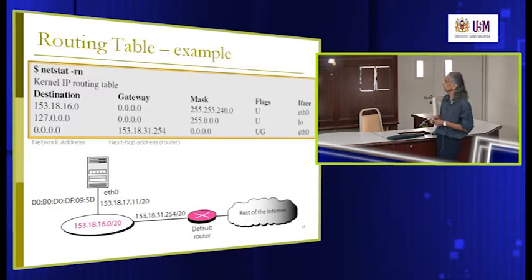So this is one example, right? A simple one. Here the flag U means that this is the gateway. Destination 160 goes to Ethernet 0, right? This is local. If it's 153, it will be sent to the default gateway, right? And the default gateway is up. Local is basically a loopback.